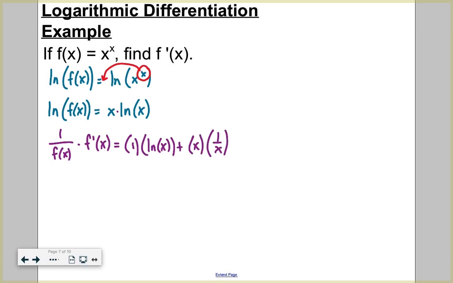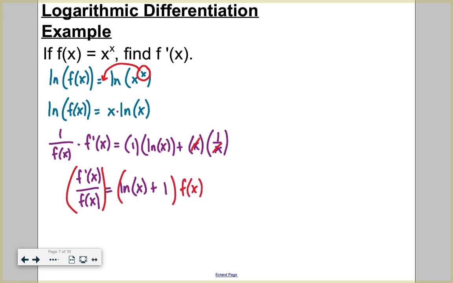All the calculus is done now, so let's dive into the algebra. F prime of x over f of x is going to be equal to the natural log of x plus 1, because this x and that x will cancel out. And then same thing as before, we want to get the f prime by itself, so we need to multiply both sides by f of x, and when we do that, that f of x will cancel out, leaving us with f prime of x is equal to the natural log of x plus 1 times f of x.